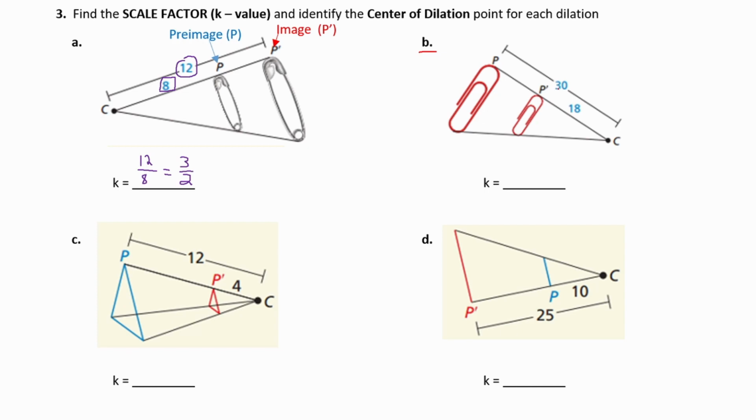So in this case, I'm going from 30 to 18. So I know I'm getting smaller. I'm going in this direction, getting smaller. So that means that I'm going to compare this distance C to P prime to go on top, and then the original is going to go on the bottom. So in this case, I would have the 18 as the top value of my scale factor, and 30 is going to be the bottom value. And if I was to simplify this, 18 over 30 are both divisible by 6, so that would be 3/5.